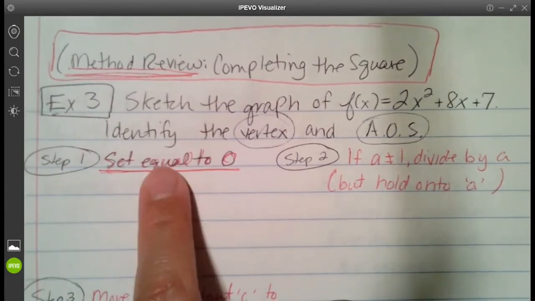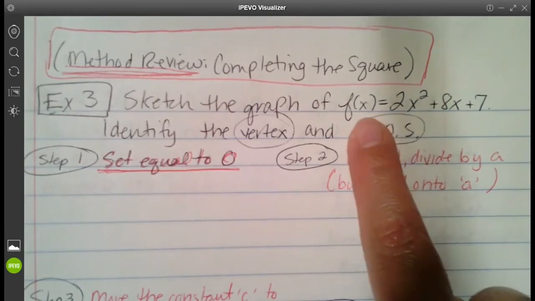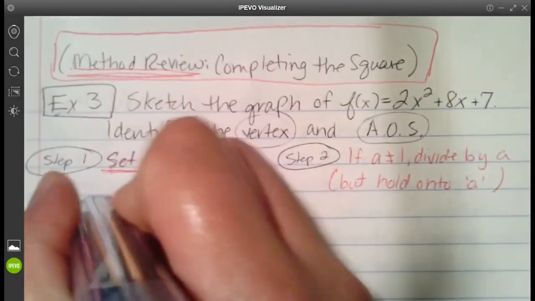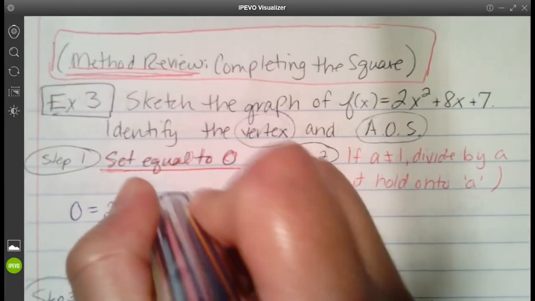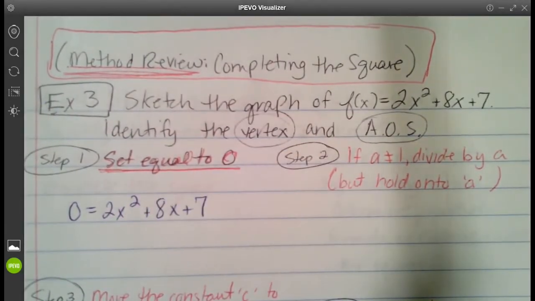Step number 1 is to set equal to 0, and I would definitely write these steps down. So we're going to set this whole thing equal to 0. It will look like the following: 0 equals 2x squared plus 8x plus 7. So easy enough. Just replace f of x with 0.